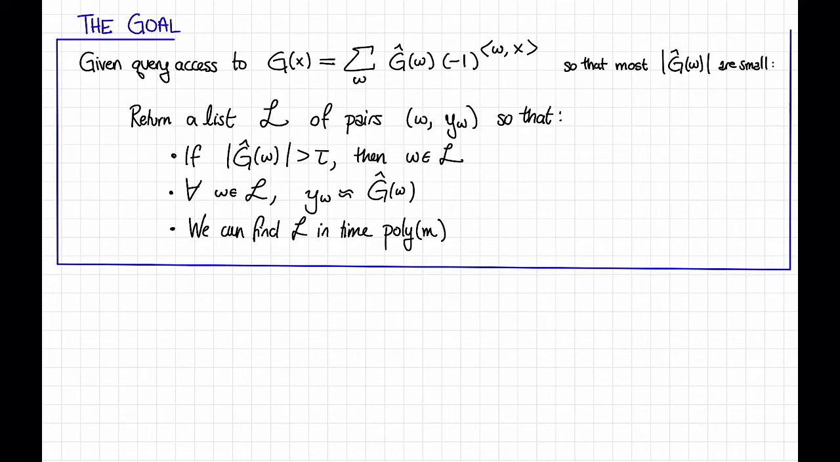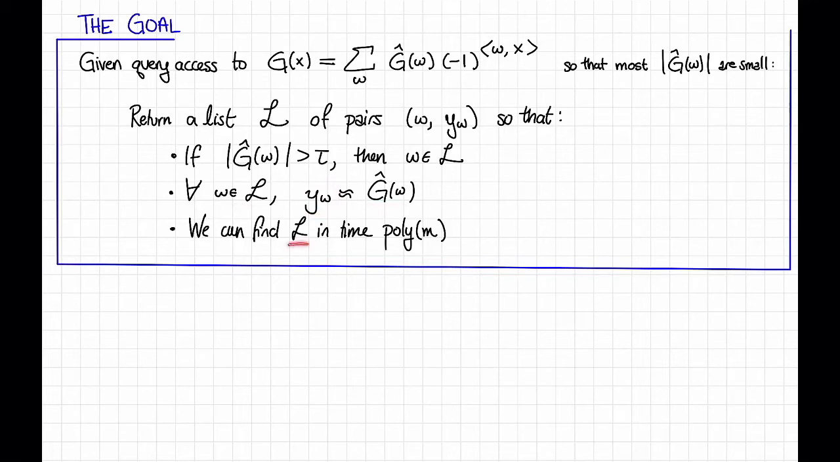I'm not going to be too precise about exactly what this means because it's not going to be particularly relevant for our coding theory application. We want to return some list, curly L, of pairs omega and y sub omega, so that if the Fourier coefficient g hat of omega is larger than tau, this constant, then omega appears in our list. And moreover, for all omega that appear in the list, our estimate y sub omega is approximately equal to the Fourier coefficient g hat of omega.